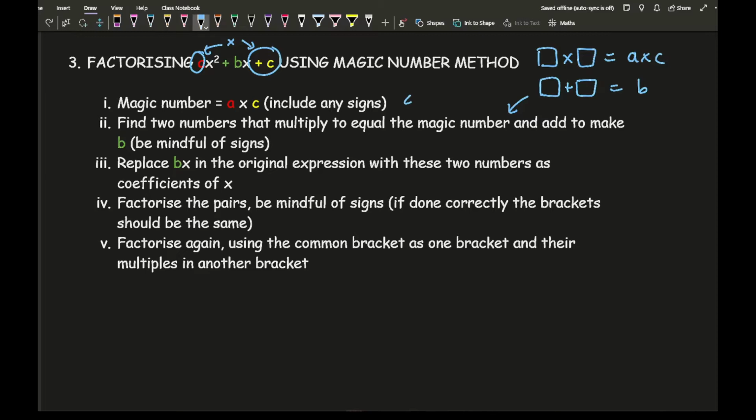The next step is then to factorize the pairs, being mindful of the signs, and if this is done correctly, the brackets should be the same. And then the final step is to factorize again using the common bracket as one bracket and then the multiples in another bracket. Now that might seem like a big waffle, but like I said, hopefully when we go through some examples, I'll be recalling each of these steps and show you exactly what we mean.